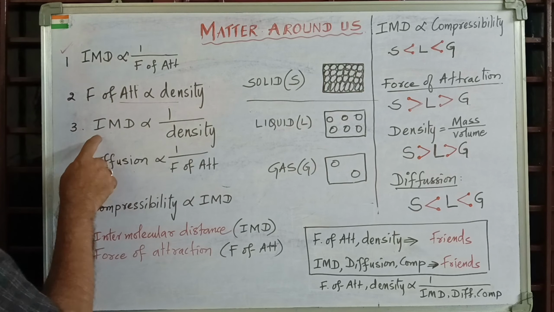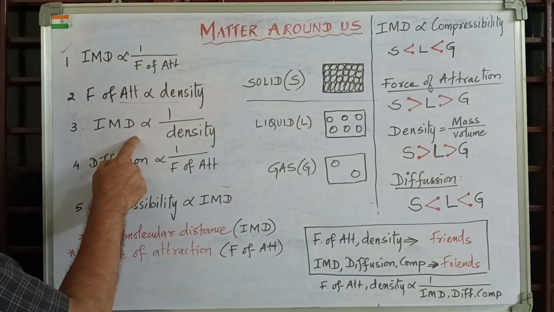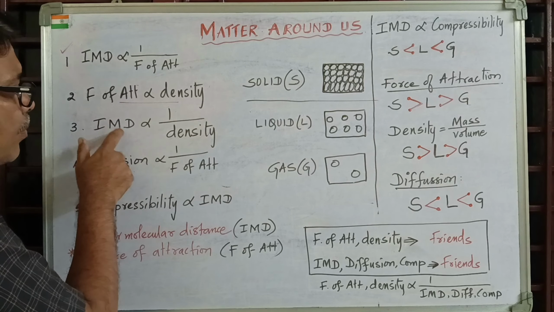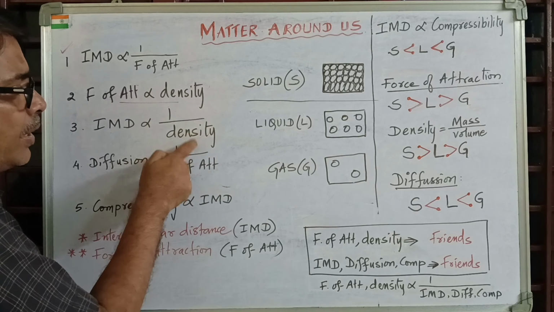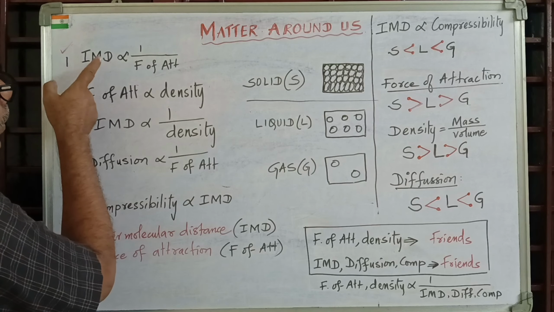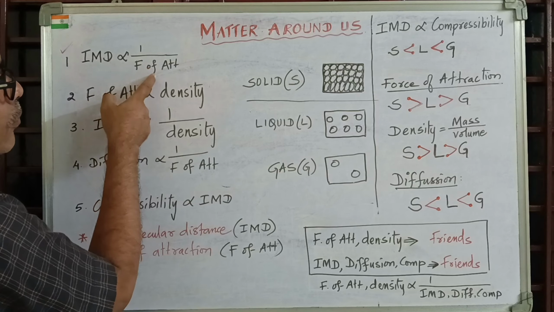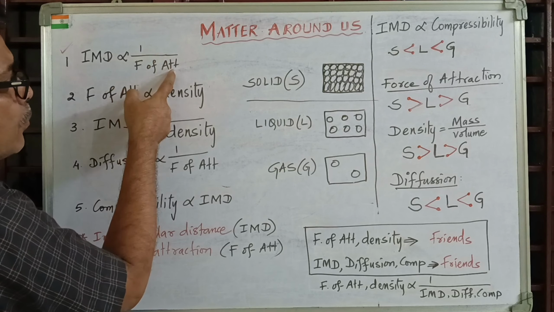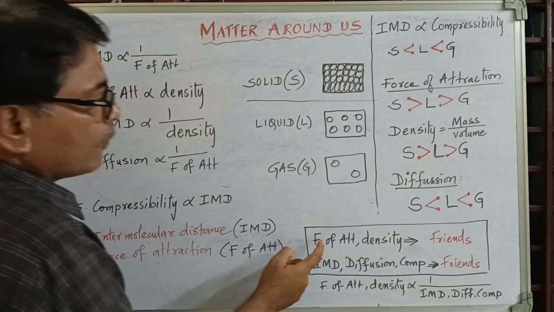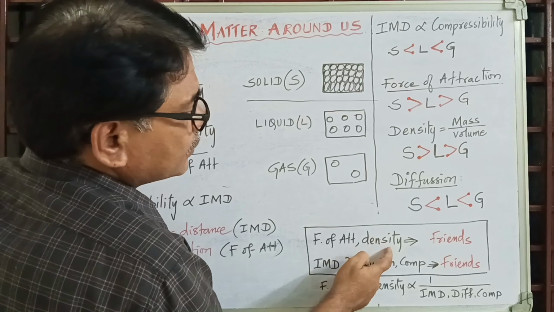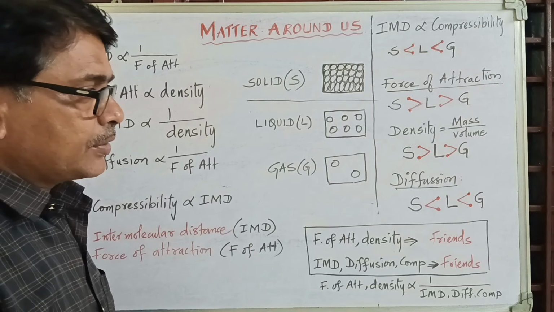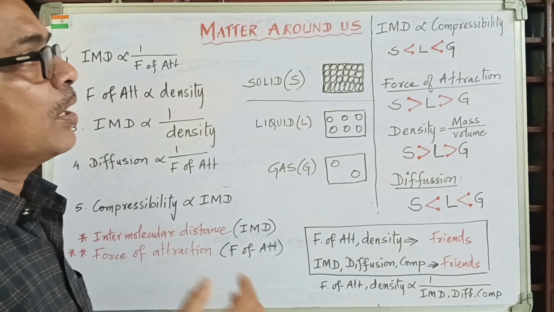Okay, done. Now, intermolecular distance is inversely proportional to density. Why are we saying intermolecular distance is inversely proportional to density? Because just now we said intermolecular distance is inversely proportional to force of attraction, and this force of attraction is directly proportional to density. That means force of attraction and density are friends.